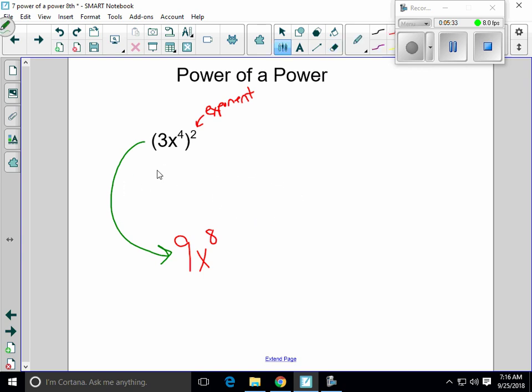Okay, so here's what you do. You're going to do 3 squared. That's where the 9 came from. And when I have these 2 exponents, x to the 4th squared, I'm going to multiply those exponents.